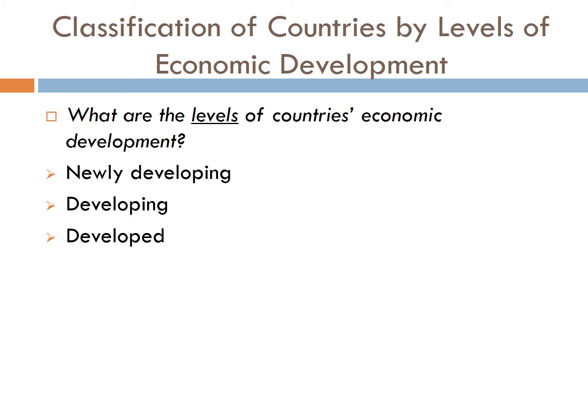Developed countries are comprised of economically advanced nations where citizens enjoy a relatively high level of well-being. Examples would include the United States, Canada, Australia, Denmark, and so on. So a lot of these countries would be categorized as developed countries.